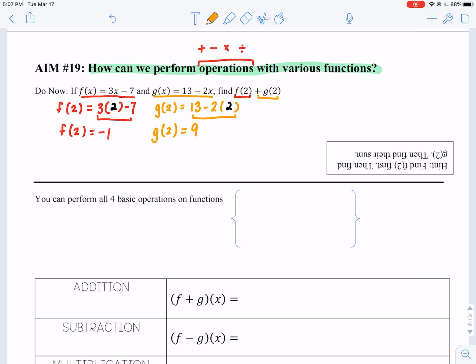Okay, so if f of 2 is equal to negative 1, I'm going to do negative 1 plus g of 2, and g of 2 is going to be 9. If I add these two together, I get positive 8, which means f of 2 plus g of 2 is equal to 8.